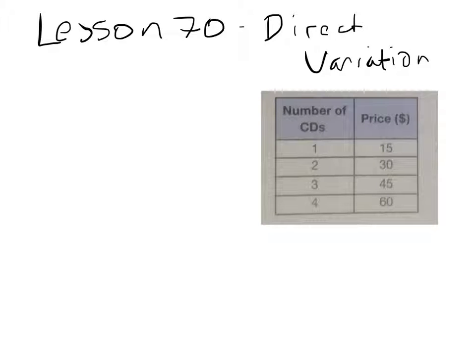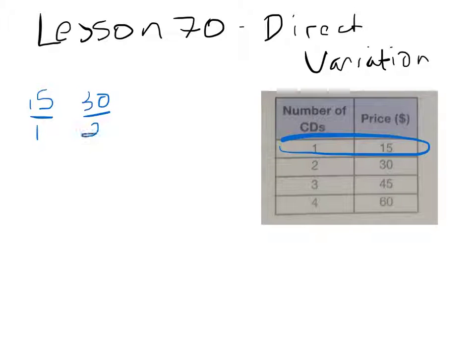All right, 8th graders, lesson 70, direct variation. And recall proportions, we talked about that last lesson. And here we have some different ratios that we can make. And if you remember, the second number always goes on the top. So 15 over 1, 30 over 2, 45 over 3, and 60 over 4.